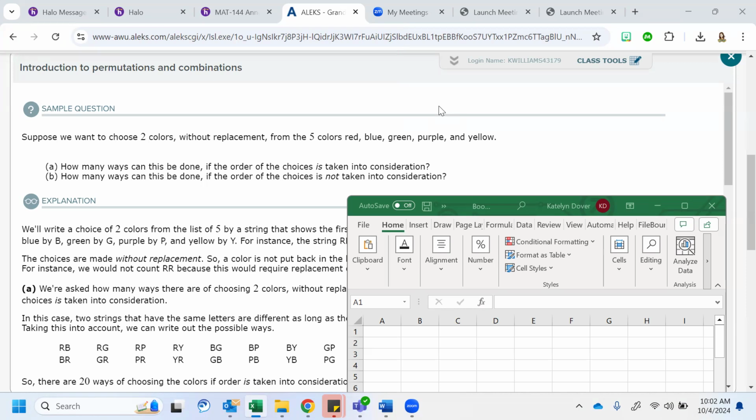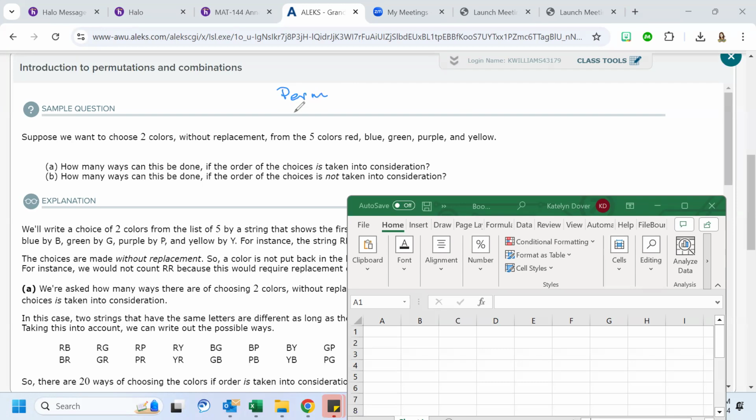So suppose we have to choose two colors without replacement from 5 colors: red, blue, green, purple, and yellow. So let's assume we have a bag of 5 colors. We're choosing 2 out of the bag, and we're going to record what color they are. All right, so part A. How many ways can this be done if the order of the choices is taken into consideration? And then part B, how many ways can this be done if the order of the choices is not taken into consideration?